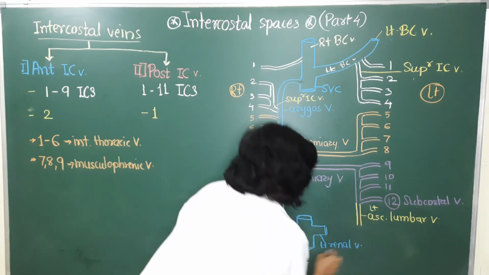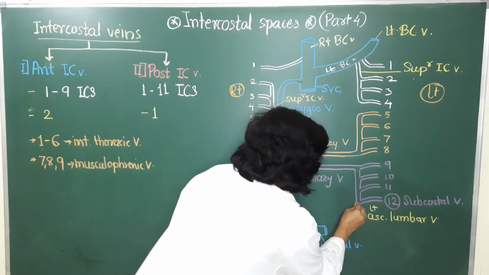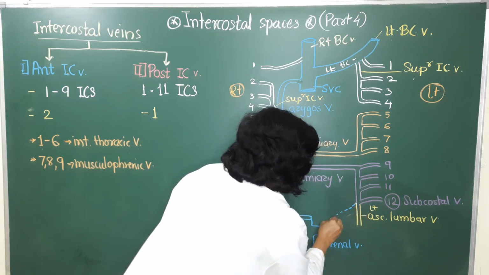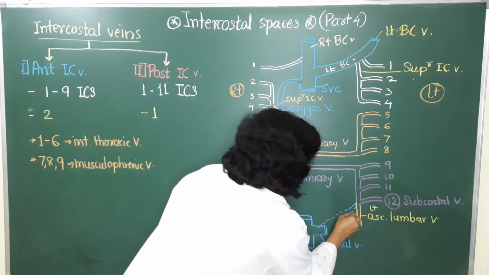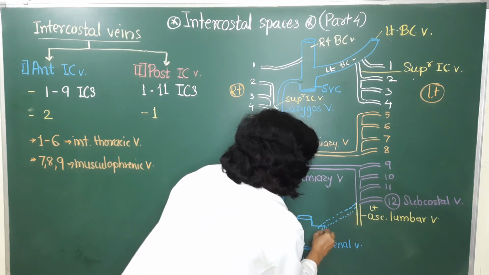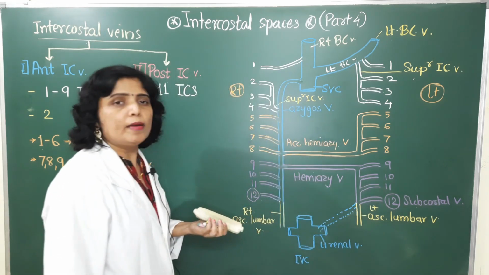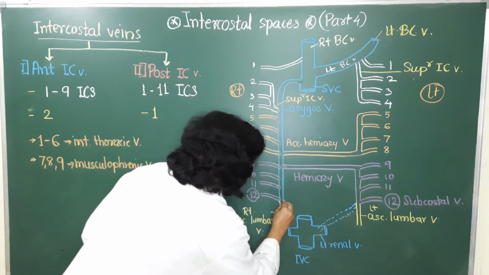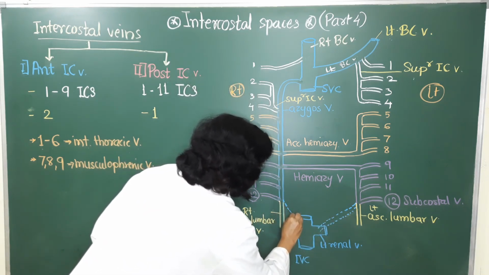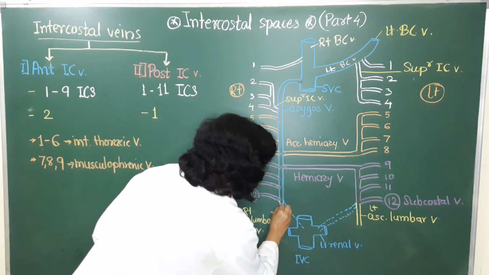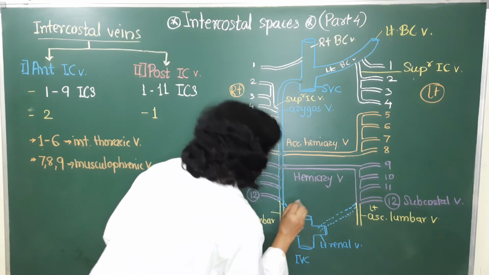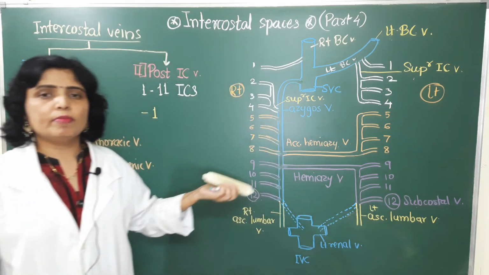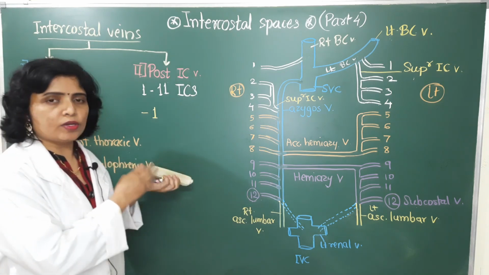Sometimes a vein arises directly on the left side from the posterior aspect of the left renal vein. At that time it is called the lumbar azygous vein. Instead of the ascending lumbar vein, it may arise on the right side from the posterior surface of the inferior vena cava. So that is about the posterior intercostal veins.